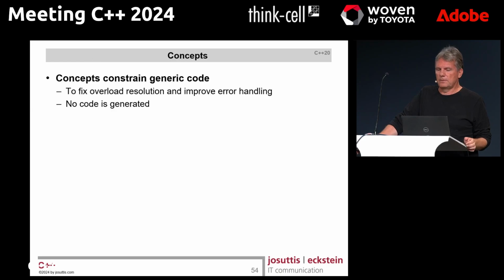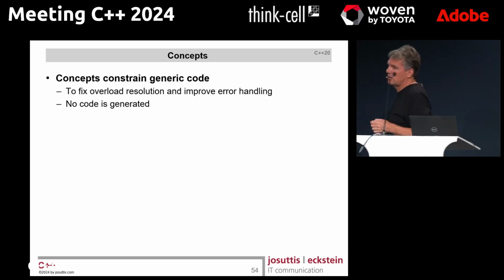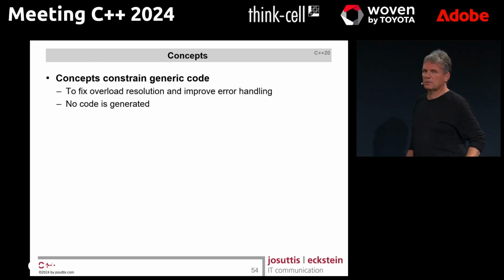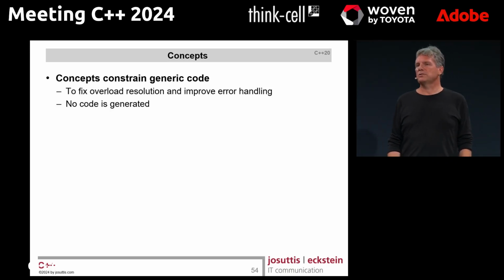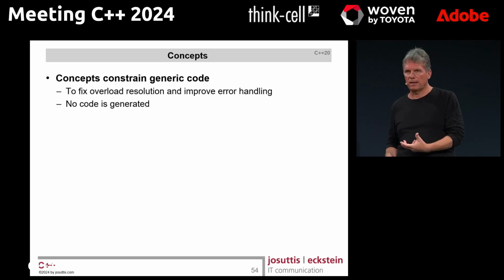That's it. Concepts constrain generic code to fix overload resolution and improve error handling. No code is generated. All is done at compile time to decide which part of my code to compile for certain types and values.